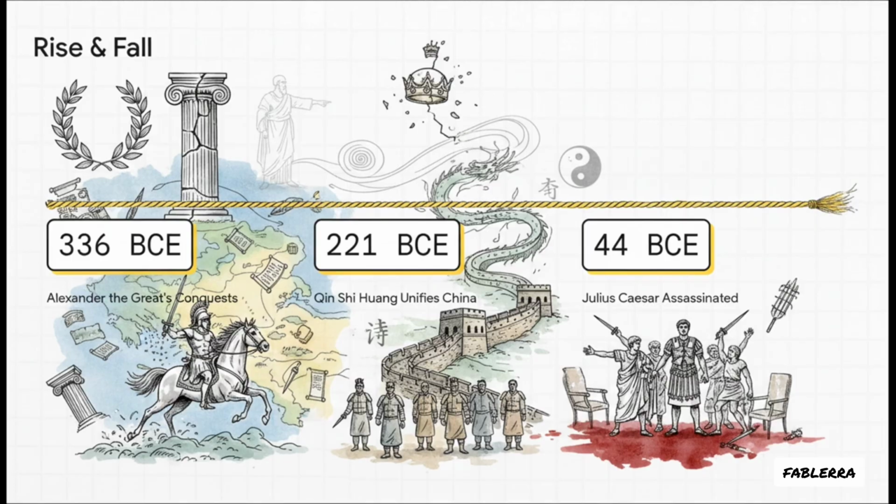Then, in 221 BCE, Jin Shi Huang unified a highly diverse China into one single empire under strict legalism. And over in Rome, Julius Caesar famously crossed the Rubicon, sparked a bloody civil war, and consolidated power as dictator for life, only to be, as we all know, assassinated by his own senators in 44 BCE. Power was absolute, sure, but it was often incredibly fleeting.